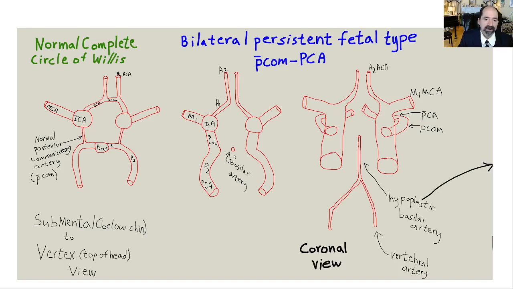And because the basilar artery doesn't need to supply these bilateral posterior cerebral arteries, the basilar artery will often be very small. It's called a hypoplastic basilar artery. And then here we're looking at it now on what's called a coronal view. That's a front to back view. And this is the right vertebral artery, the left vertebral artery. So the two vertebral arteries come up to the base of the skull, at the foramen magnum, and then they join to make the basilar artery that comes straight up.